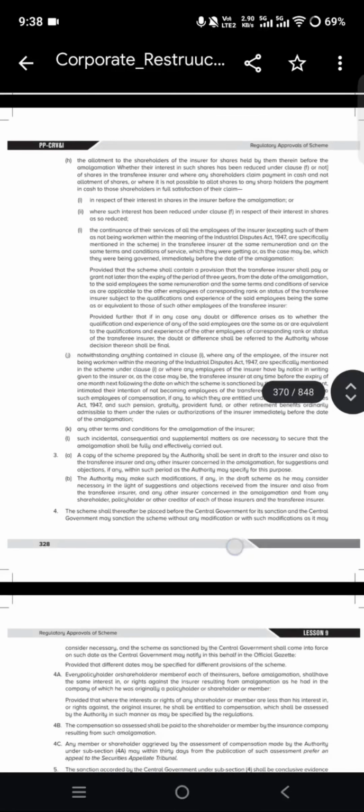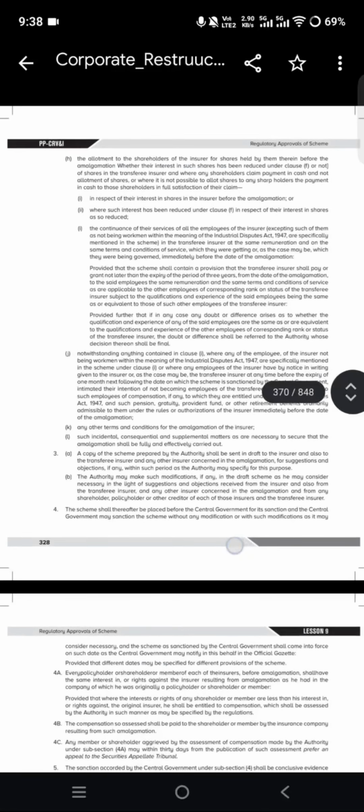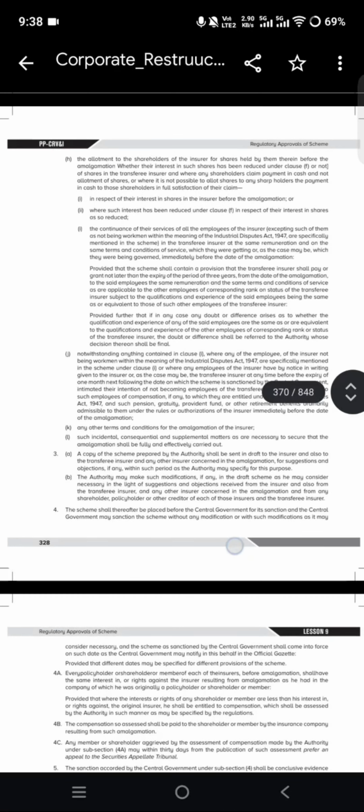The authority may make such modifications, if any, in the draft scheme as it may consider necessary in the light of suggestions or objections received from the insurer, the transferee insurer and any other insurer concerned in the amalgamation, and from any shareholder. Even from shareholders we can receive objections or suggestions of each of the insurer and the transferee insurer. The scheme shall thereafter be placed before the CG for its sanction.